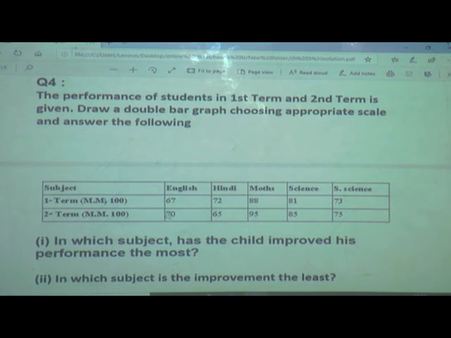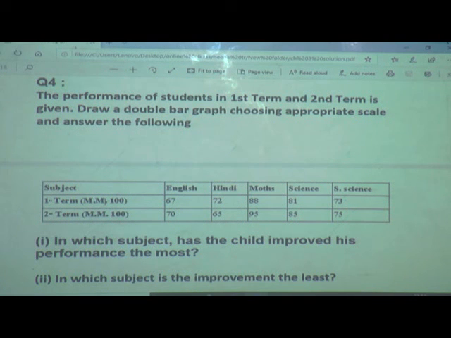Here you might be thinking why we are having two sets of data. I already told you when we started our class that we are going to learn the bar graph and the double bar graph. In the previous example we learned only the single bar graph. Here we are going to learn a double bar graph.